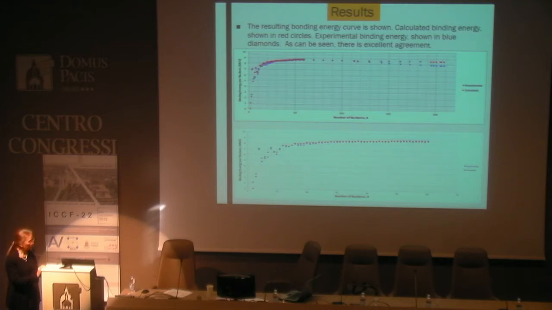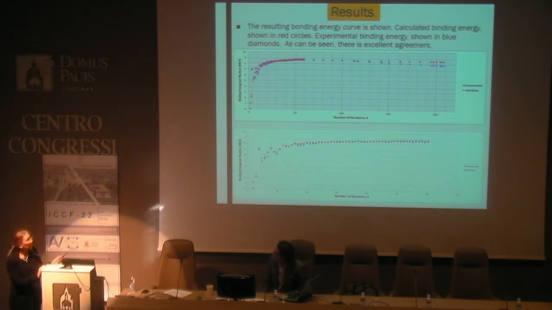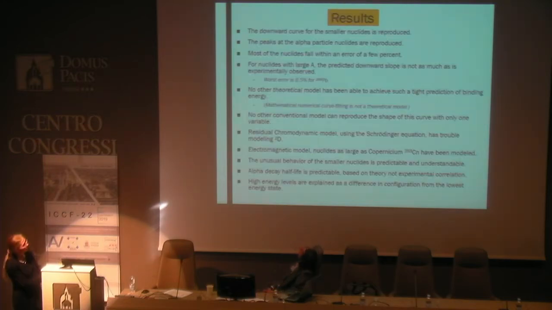You can see I am able to duplicate the downward slope here. I'm able to duplicate the peaks. I'm able to do all of that with just 1 variable. And similar to Edo, I have a problem at the high end where my calculations diverge from experiment. The worst case here is about 8%. Otherwise, in here, I'm typically 2% or less. The unusual behavior of the smaller nuclides is predictable and understandable.